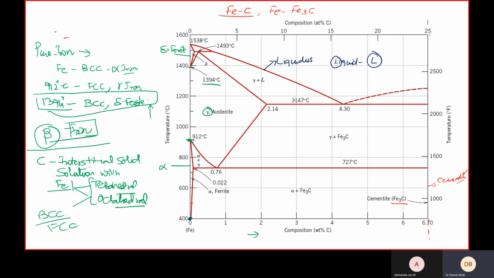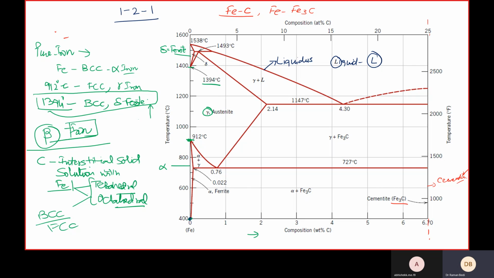Then, I talked about one rule yesterday, the 1-to-1 rule. If you draw a horizontal tie line or a horizontal isotherm line, on the left hand side there is only one phase. On the right hand side of it there is another single phase, a different one. Then in between those two, there will be a two phase region.